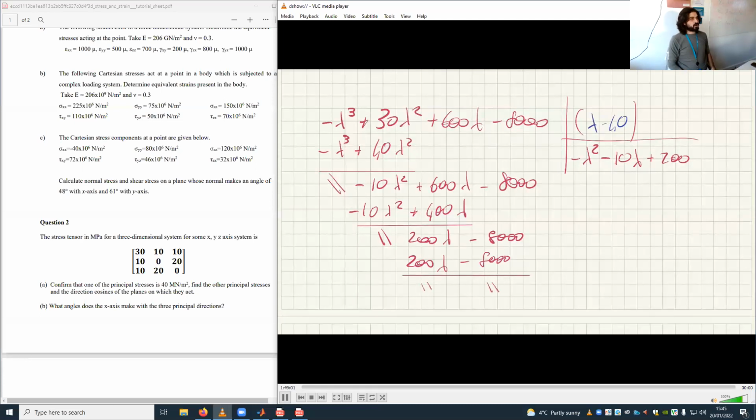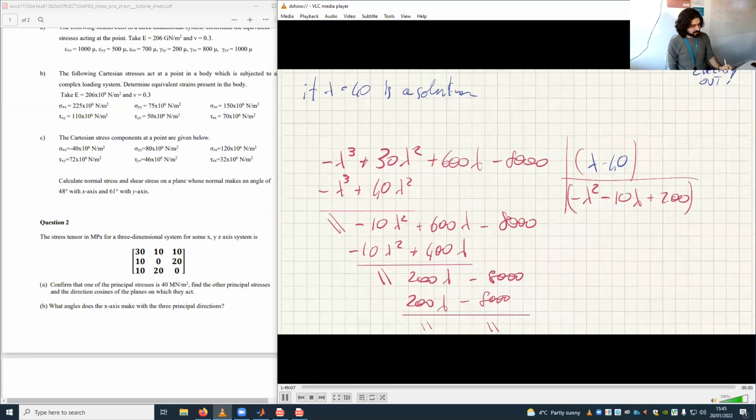No remainder. No remainder means that this is an exact solution. So remember when I told you that this equation is equal to lambda minus 40 plus something, that something is this. So this times this gives me this. Exactly like a division. Now, a solution is this. The other two are here. How do you solve this?